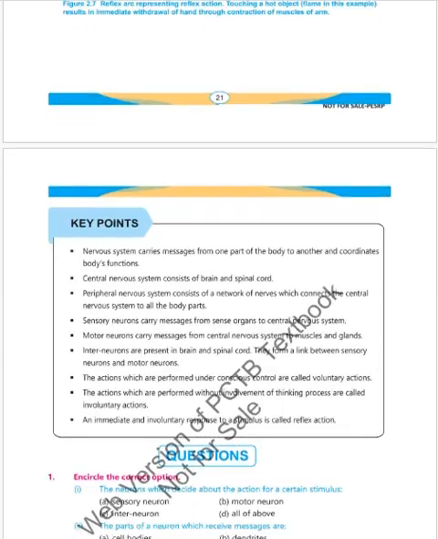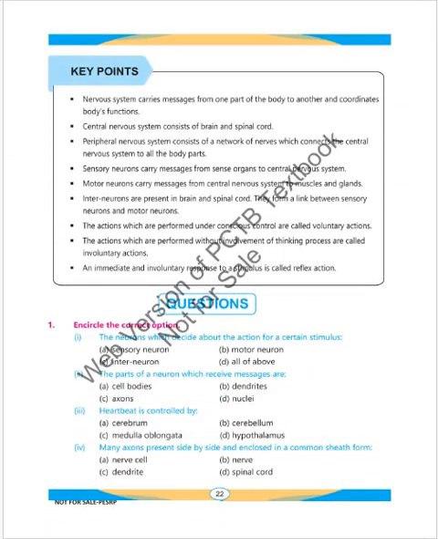Key points. The nervous system carries messages from one part of the body to another and coordinates the body's functions. The central nervous system consists of the brain and spinal cord. The peripheral nervous system consists of a network of nerves which connects the central nervous system to all body parts.